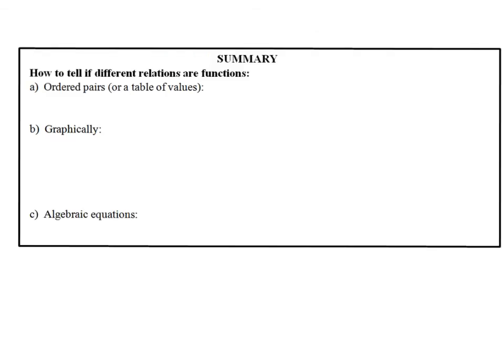So in summary, how do I tell if I have a relation that is a function? The ordered pairs or a table of values is by far the easiest way to tell. I look at the list, and if every x value has just one y value, then I know that I do have a function.